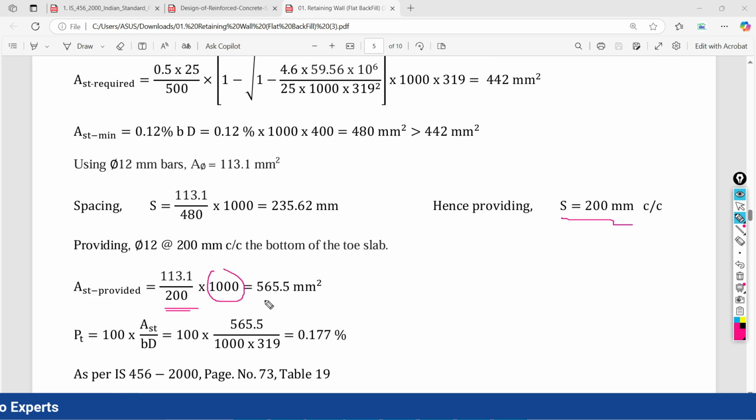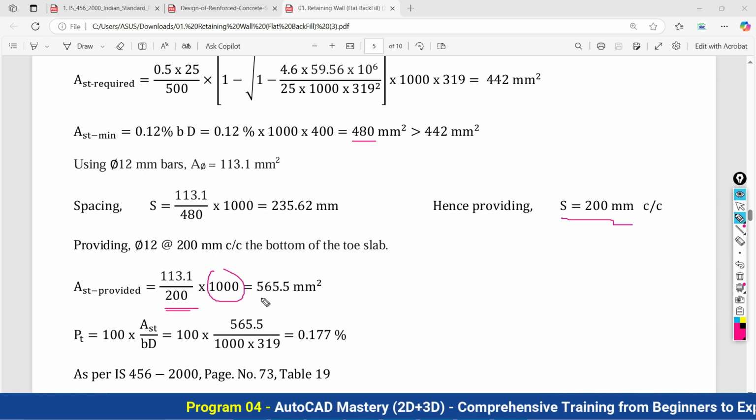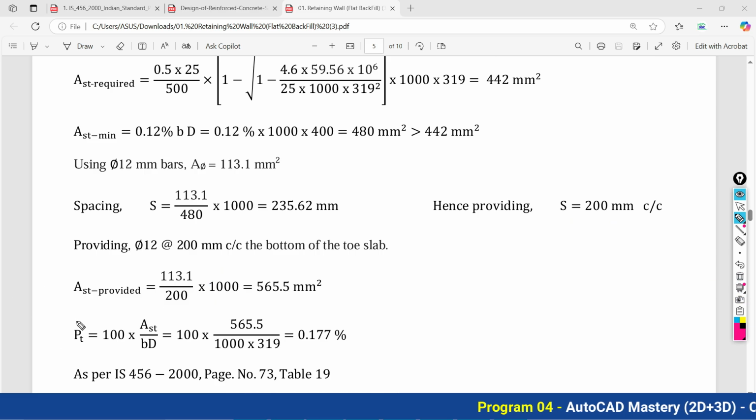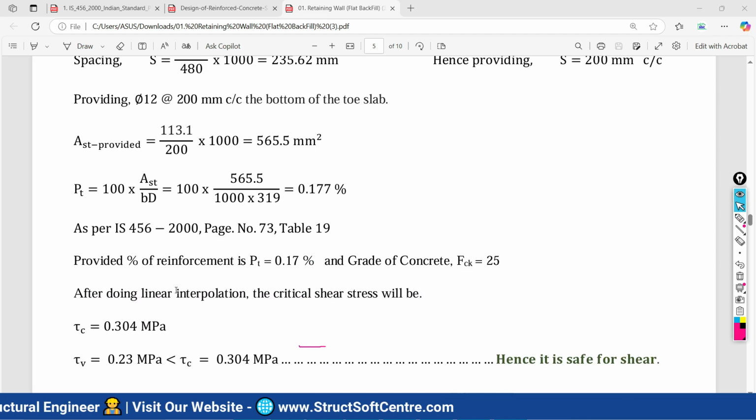Total area of the reinforcement provided is unit area divided by final reduced spacing of 200, over a 1 meter span. So we have provided 565.5 mm square area of reinforcement, and actually the minimum required was 480. We are going to provide 565. So that is the safer one. And in percentage, if you calculate it, it is going to become 0.177 percentage of reinforcement we have provided.